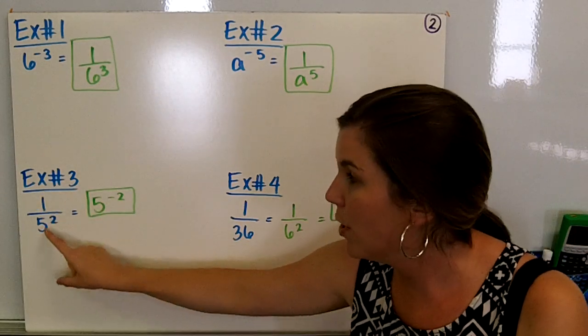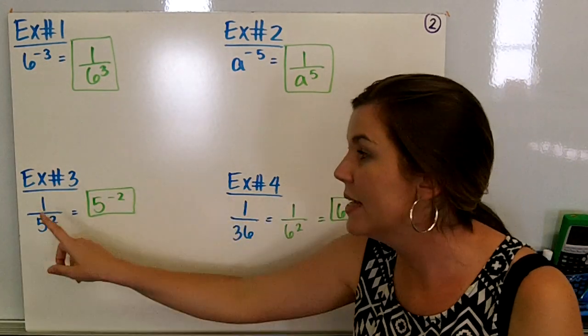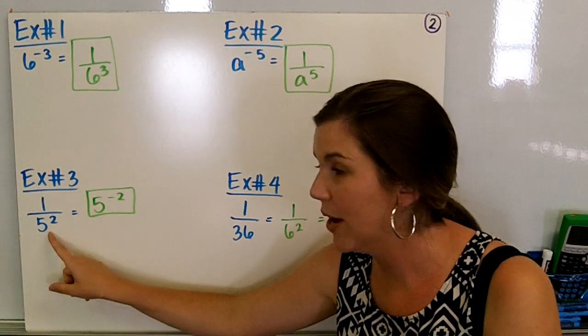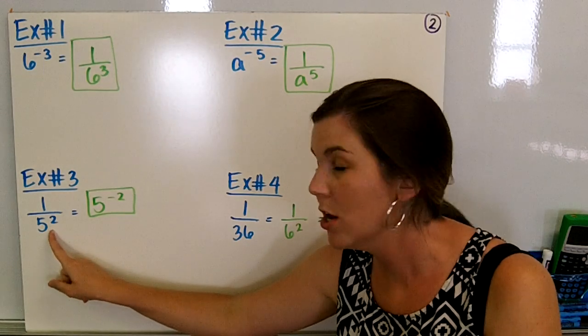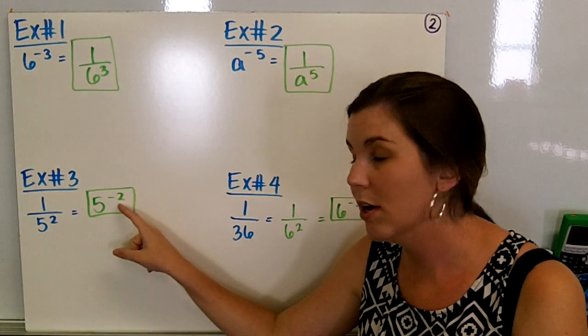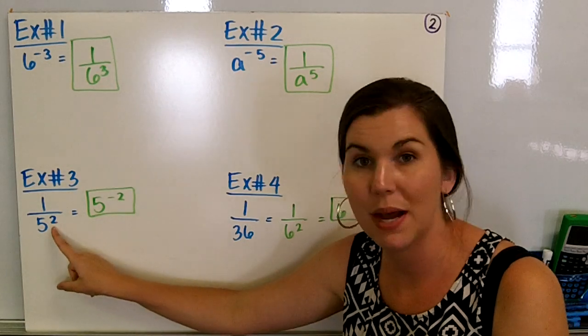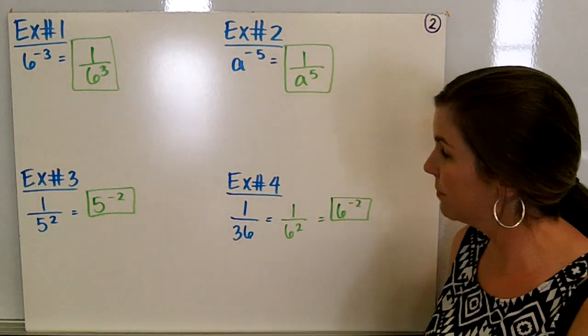Example number 3. 1 over 5 to the 2nd power. This is already in fraction form, right? It's in the denominator, so it's going to move to the numerator and change sign. It was positive, so now it becomes negative.